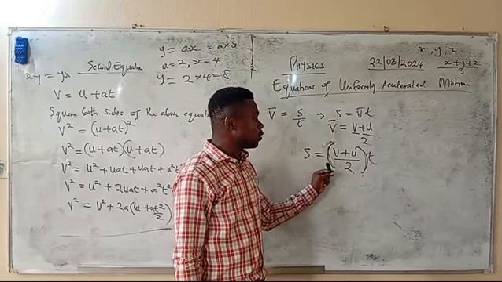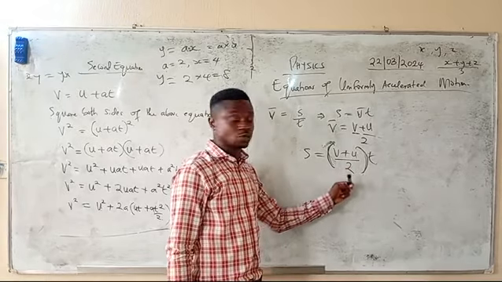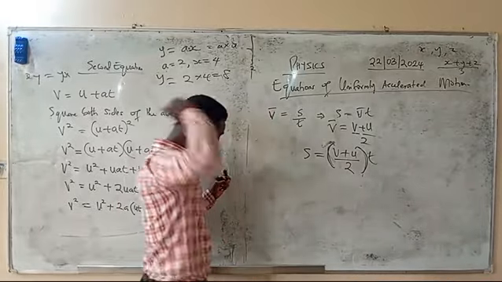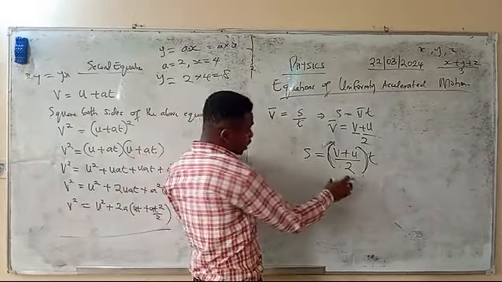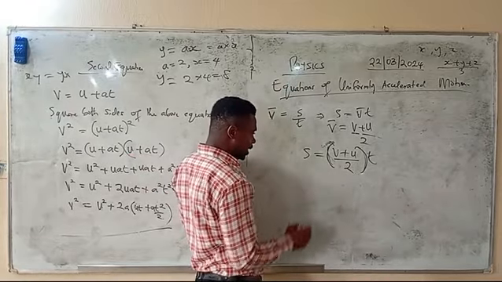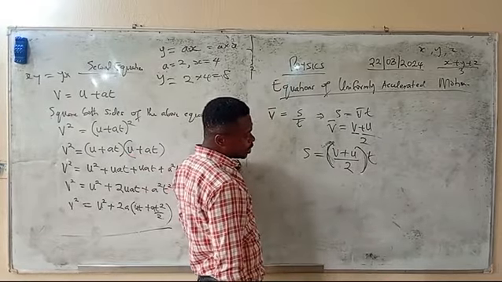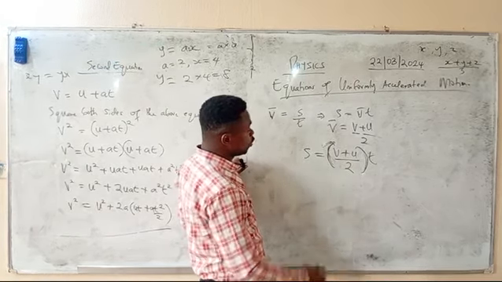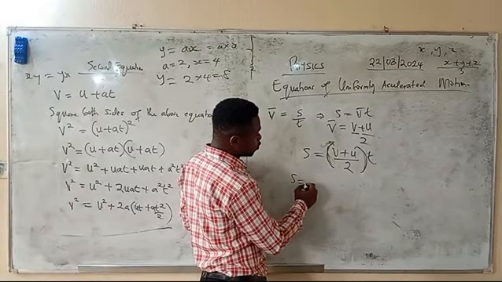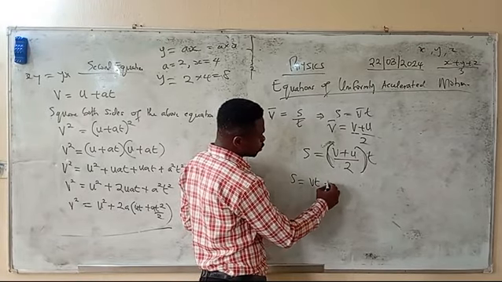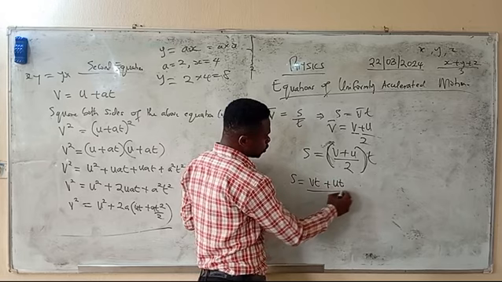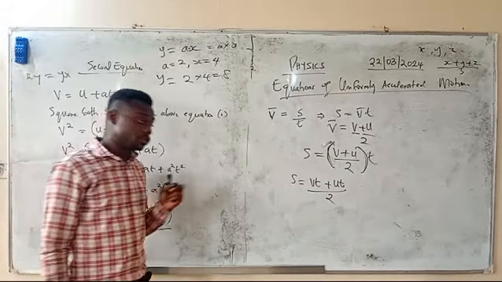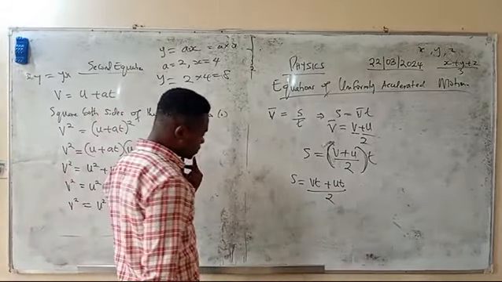So S is now equal to what? V plus U over 2 times what? T. So if that is the case now, the next thing we need to do is open up this bracket. So if you open it up, we have that S is equal to what? Vt plus Ut over 2. True of us? Good.